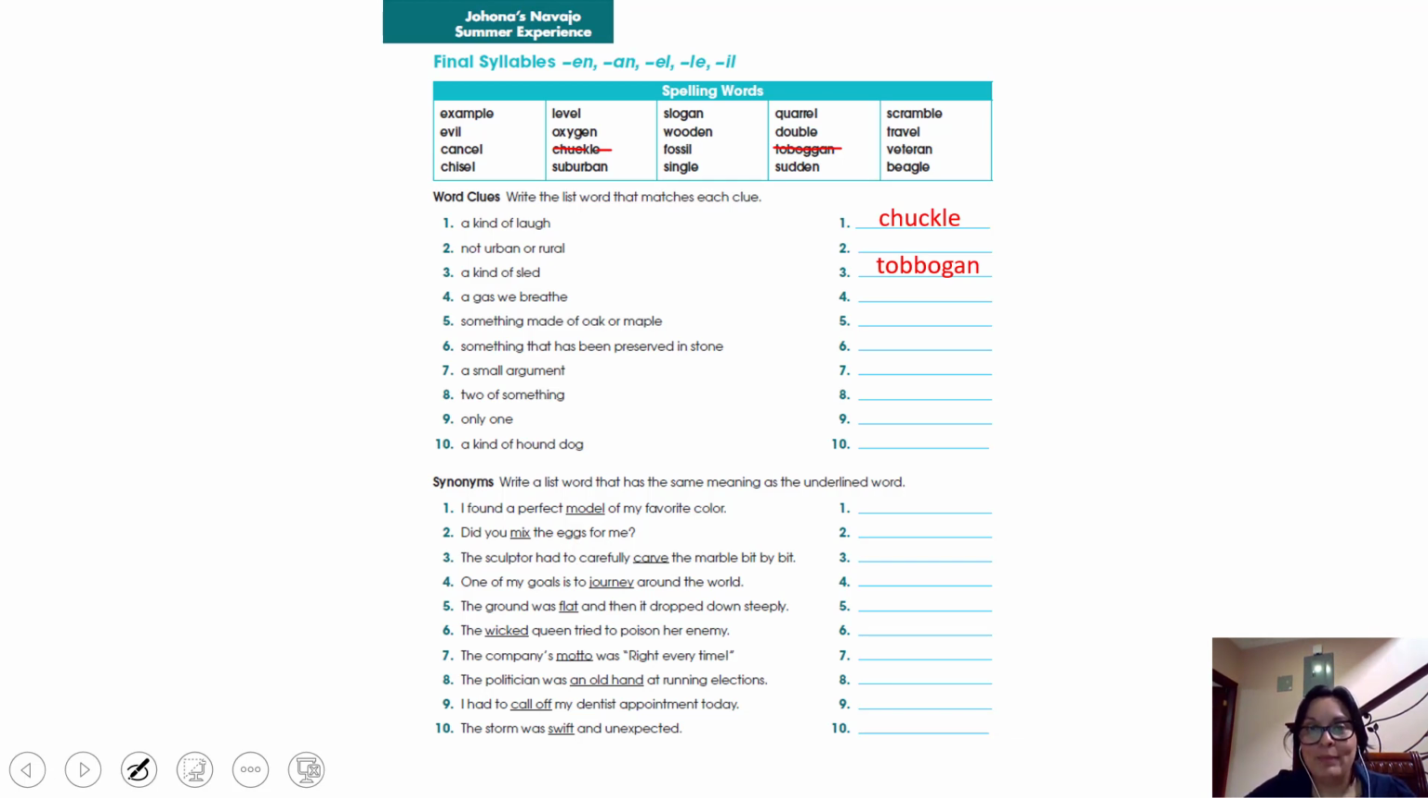Number 5. Something made of oak or maple. Something that you get from the trees. What is that?